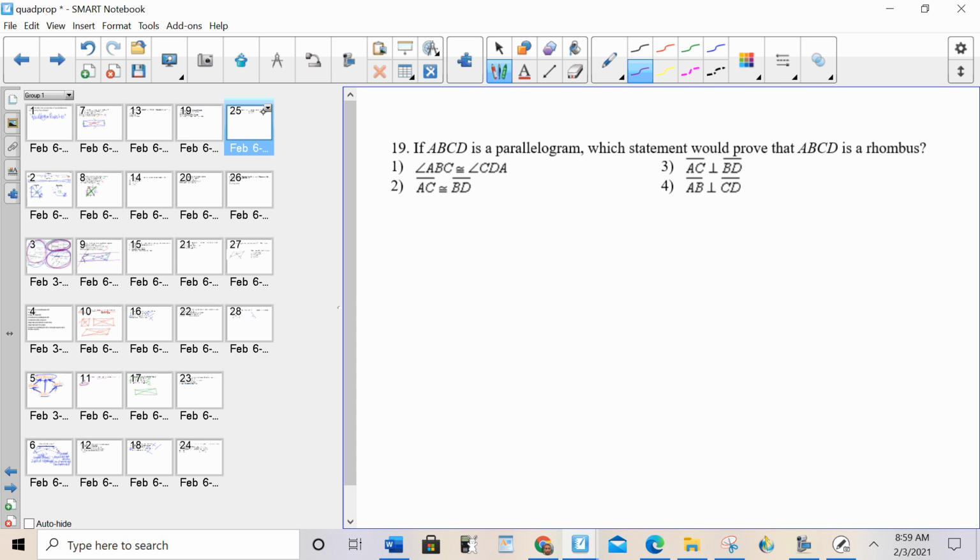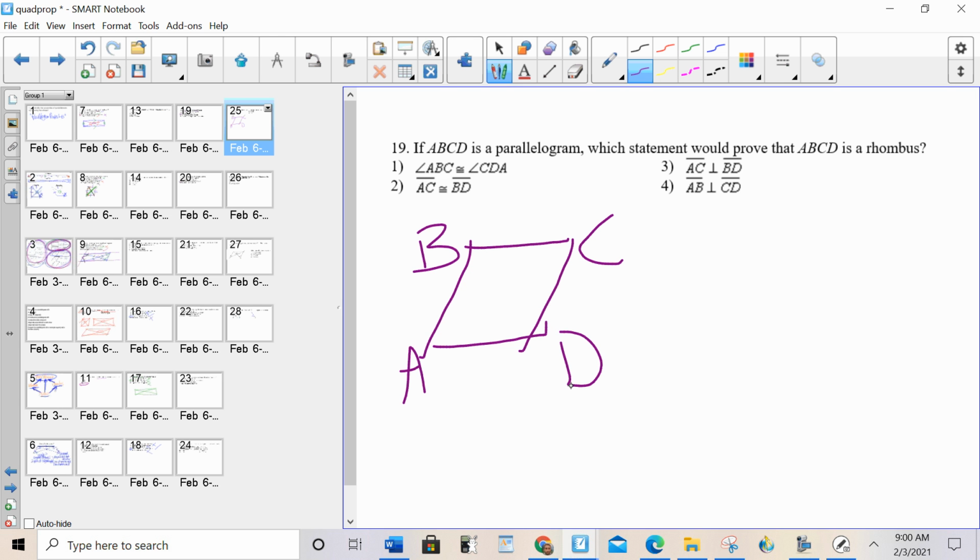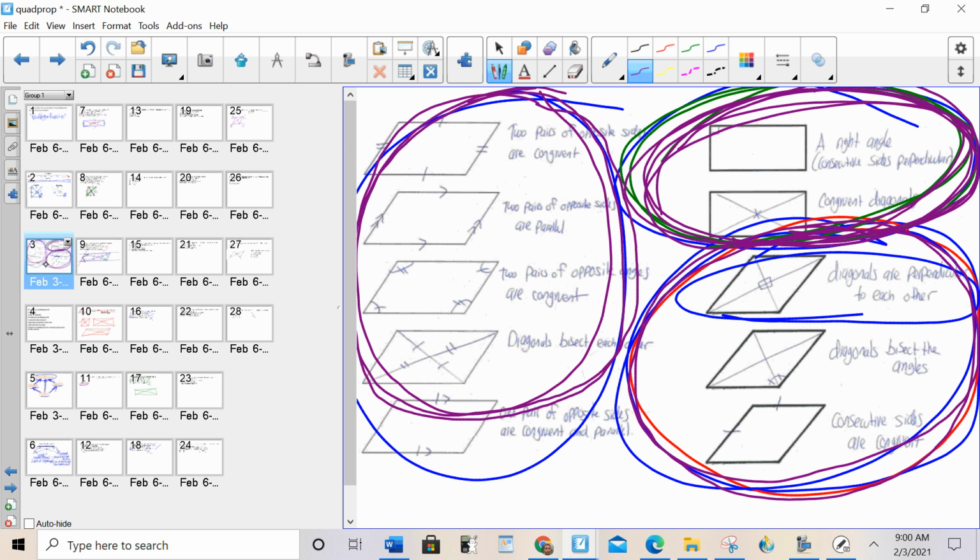There's one more type of question here, and now we're going to deal with actual shapes. If ABCD is a parallelogram, which statement would prove that ABCD is a rhombus? So we're going to draw rhombus ABCD. We're going to draw in the diagonals. It wants me to prove that a parallelogram is a rhombus. So in order to prove that a parallelogram is a rhombus, it's pretty straightforward. I need one of these three. I need diagonals perpendicular, diagonals bisect the angles, or consecutive sides congruent.